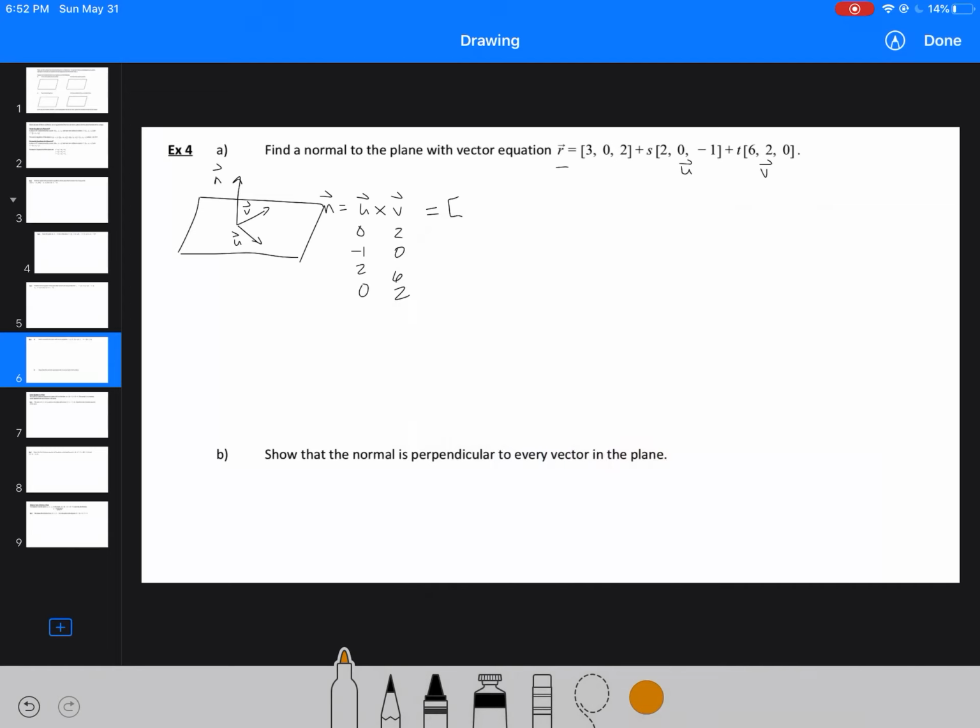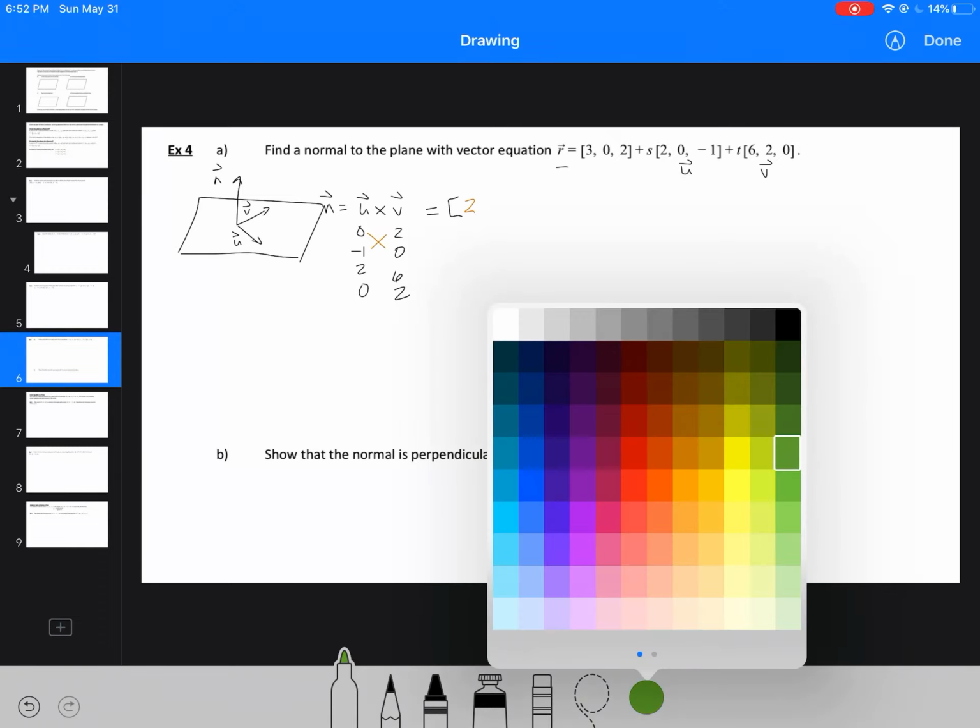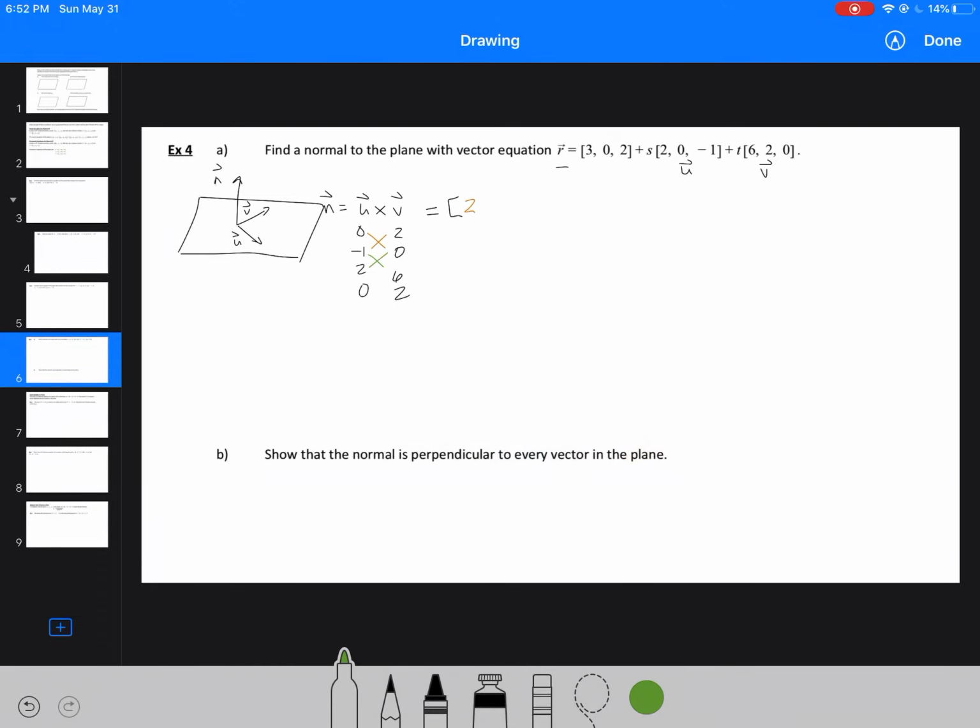So again, my first one is 0 times 0 minus 1 times 2, which is going to give me positive 2. My second one, minus 1 times 6, minus 2 times 0. And then finally, 2 times 2 minus 0 times 6, which is going to give me 4. And I'm going to factor out a 2. So that's going to leave me with my normal as minus 1, 3, 2.